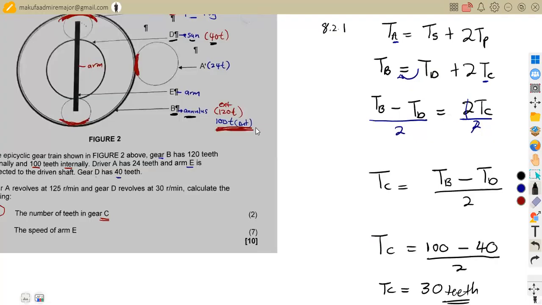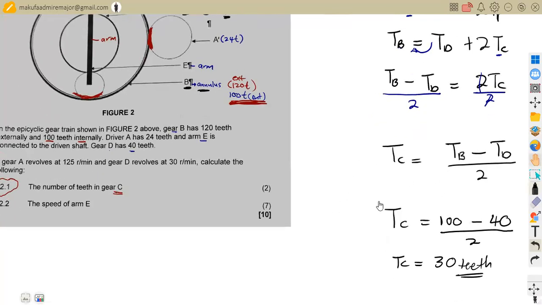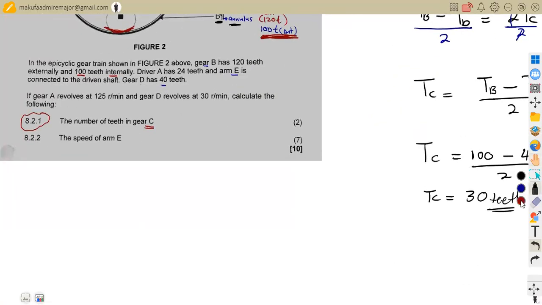These are the number of teeth that we have on our gear C, which in this case is representing the planetary gear. All right, so that was the first part, 2 marks for that. And we move on to question 8.22, whereby we are now asked to calculate the speed of arm E, 7 marks.